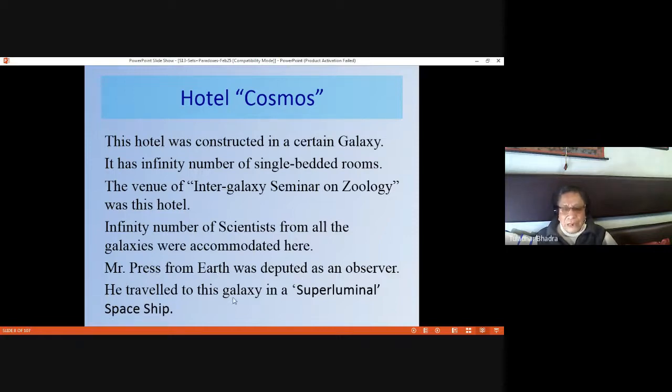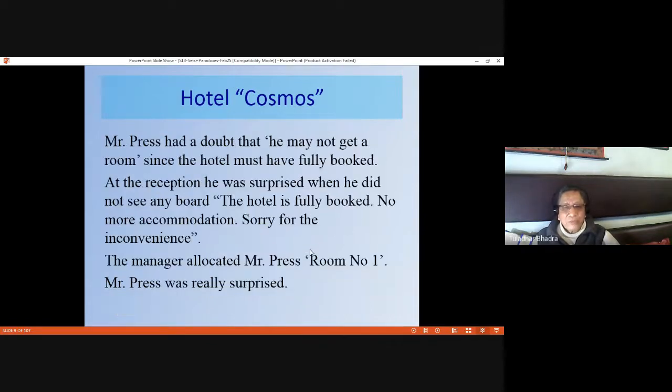He traveled to this galaxy in a superluminal spaceship, because to go to this hotel he had to go in this very fast traveling spaceship. So he went to observe this inter-galaxy seminar on zoology. Mr. Press had a doubt that he may not get a room, since the hotel must have been fully booked, because there were an infinite number of hotel rooms and infinite numbers of people occupied the rooms. So he was afraid that he may not get a room.